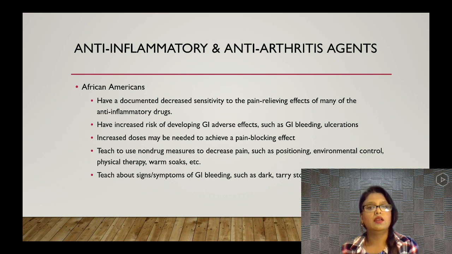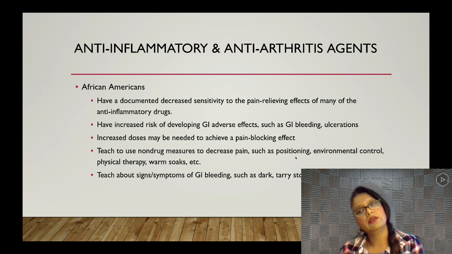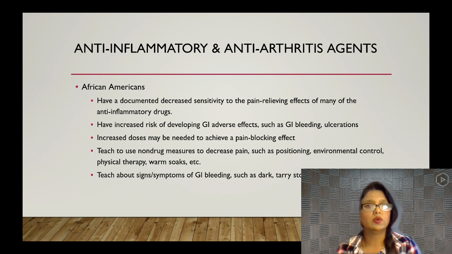All right, and then we can help them with other measures. Sometimes if someone has a very high fever, we can say, why don't you do a cold compress instead of taking medication. For excessive pain, sometimes positioning might be helpful. Physical therapy might be helpful. And then warm soaks, environmental control.